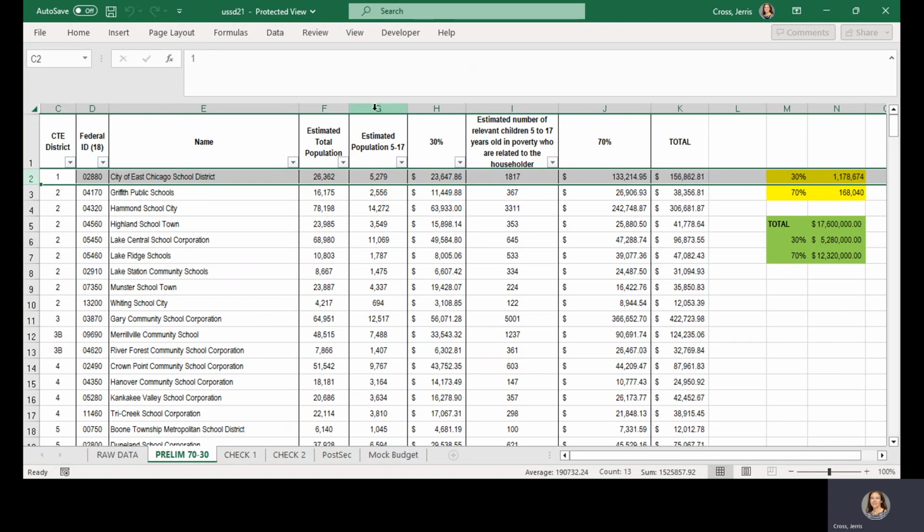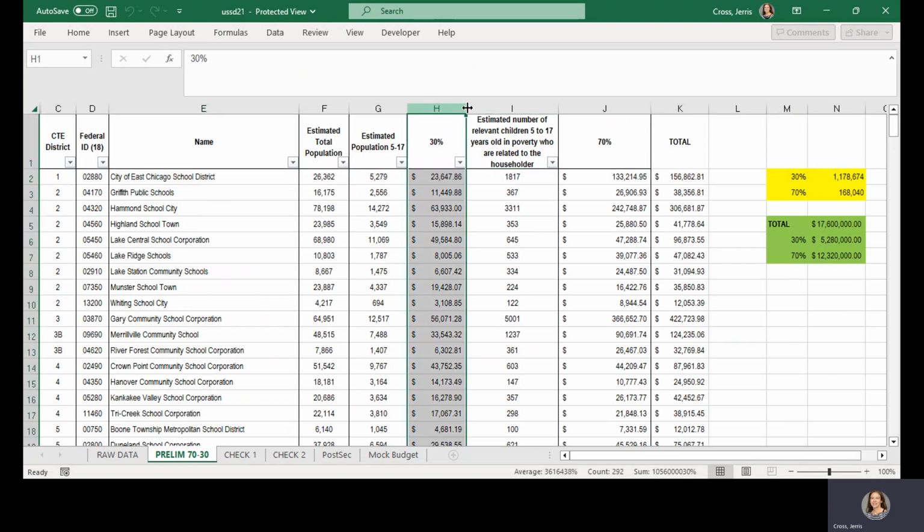I add other columns like the 30% column and the 70% column. These are the numbers that I use in my formulas. The 30% relates to the total number of students in column G, and the 70% one here is the total number of students in column I. And we use that to create the formula that then gets turned into dollar amounts based on 30% and 70% of the total award.